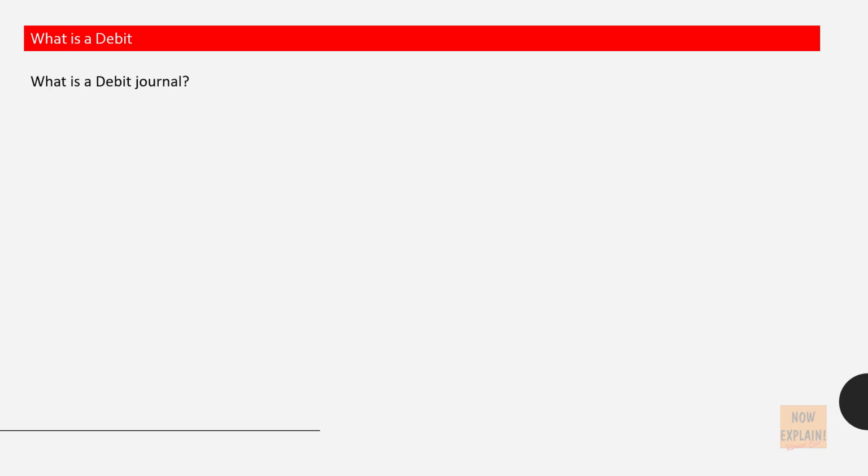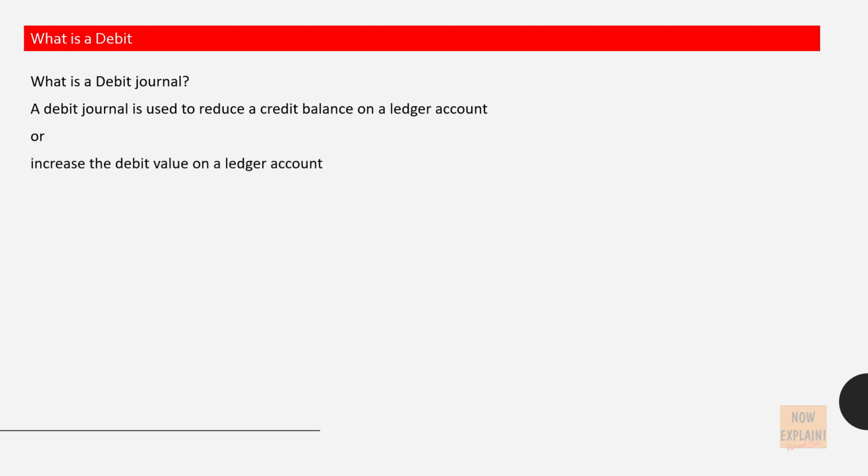What is a debit journal? A debit journal is used to reduce a credit balance on a ledger account or increase the debit value on a ledger account. For each debit journal, there must be a matching credit journal.